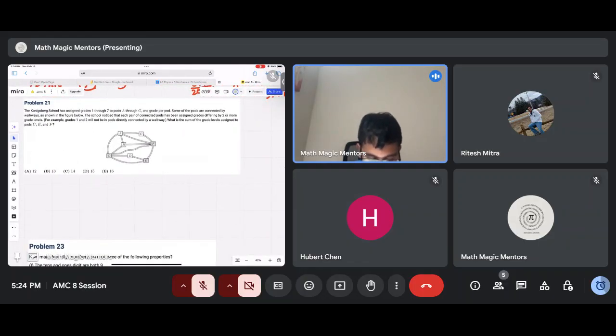Problem 21 says the Konigsberg School has assigned grades 1 through 7 to pods A through G, 1 grade per pod. Some of the pods are connected by walkways as shown in the figure below. The school noticed that each pair of connected pods has been assigned grades differing by 2 or more grade levels. For example, grades 1 and 2 will not be in pods directly connected by a walkway. Okay. So what is the sum of the grade levels assigned to pods C, E, and F?